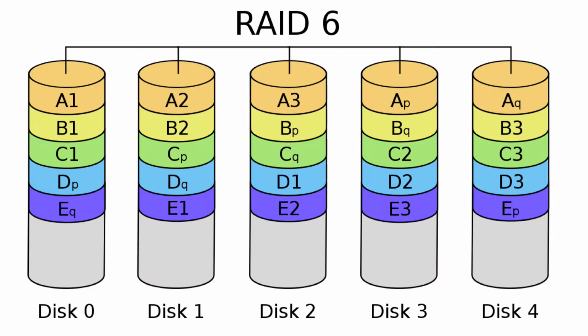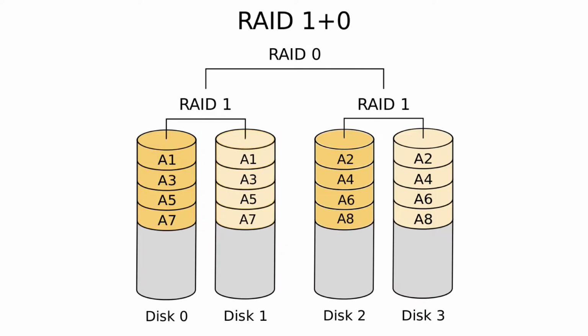RAID 6 uses block-level striping with double distributed parity and requires at least 4 disks. This means that it can sustain a failure of up to 2 drives, and it's less susceptible to total data loss when repairing after a drive loss than using RAID 5. RAID 10 is actually a combination of RAID 1 and RAID 0 used together to create a striped set from a series of mirrored drives, resulting in higher performance and redundancy, but typically using more disks to accomplish it.